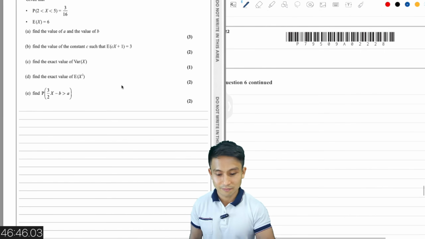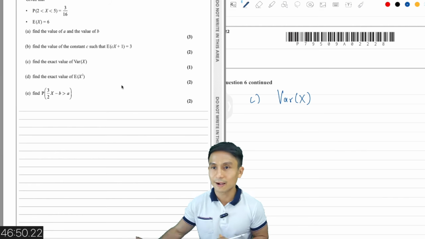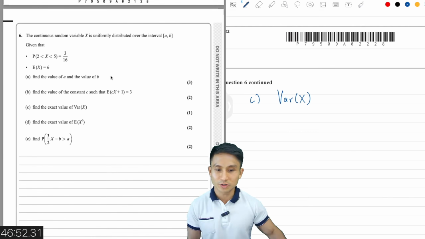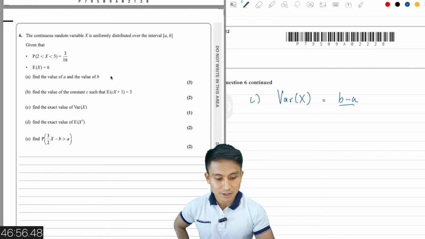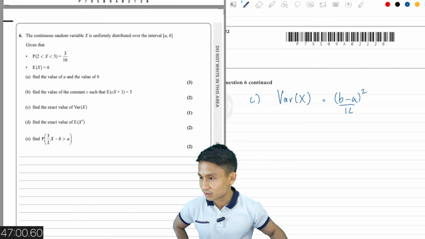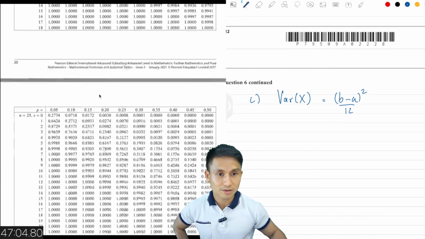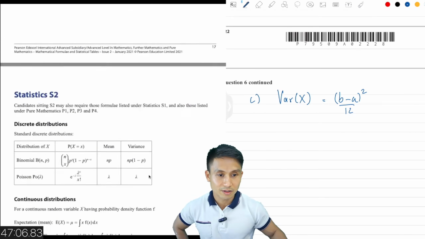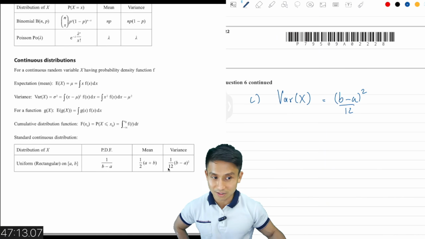Part C. Find Var X. So Var X is basically, well, this is a uniform distribution. So we need to know that it's b minus a squared here. Well, let me check the formula sheet. You have the formula sheet. I'm just going to check to be safe here. There you go. So for the uniform distribution, it's b minus a squared divided by 12. So that's the variance of a uniform distribution.